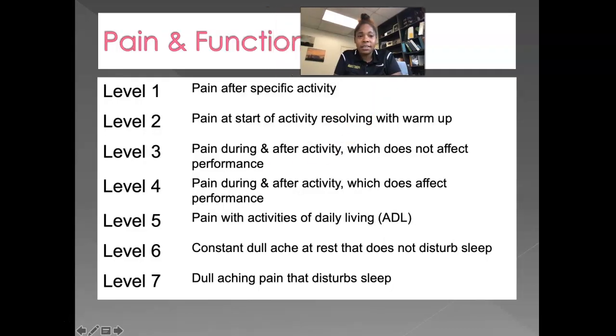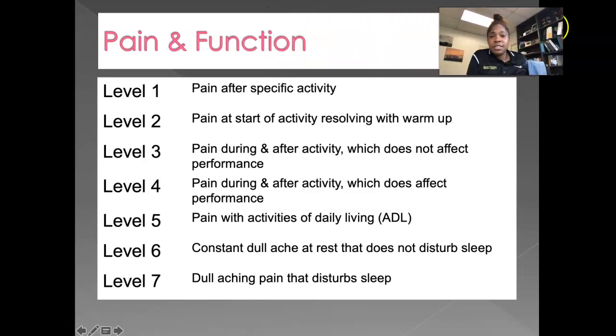So let's look here at this pain and function scale. I really love it a whole bunch. When I found it, I got excited. And so pain and function have levels, right? And so level 1 is going to be, they have pain just after the specific activity. And this is a good type of pain to have if you're an athletic trainer or you're an athlete or a coach, because they can get through everything. It's just after they're going to come into the clinic and they're going to need help, right?